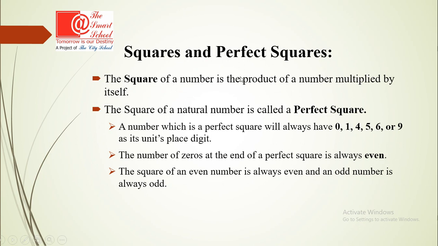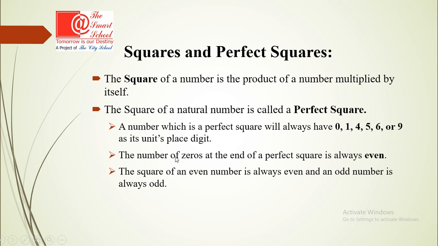The square of a number is the product of a number multiplied by itself. The square of a natural number is called a perfect square. Suppose the square of 4 is 16, like 4 multiplied by 4 is 16. A number which is a perfect square will always have 0, 1, 4, 5, 6 or 9 at its units place digit. So you can easily identify perfect squares.